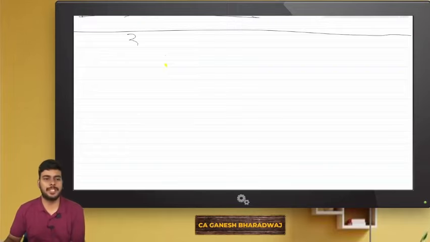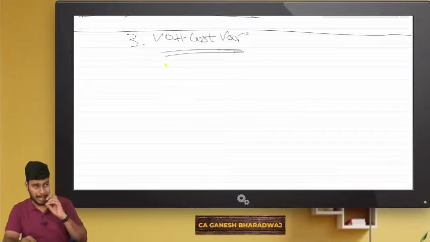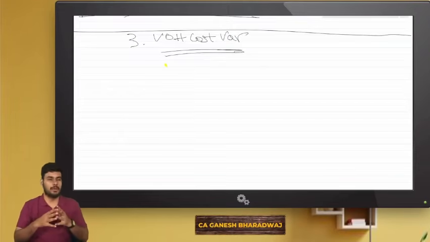Yes. Segment 3 of this chapter is variable overhead cost variances. Now, have one thing in your mind here: what they mean by variable overheads.